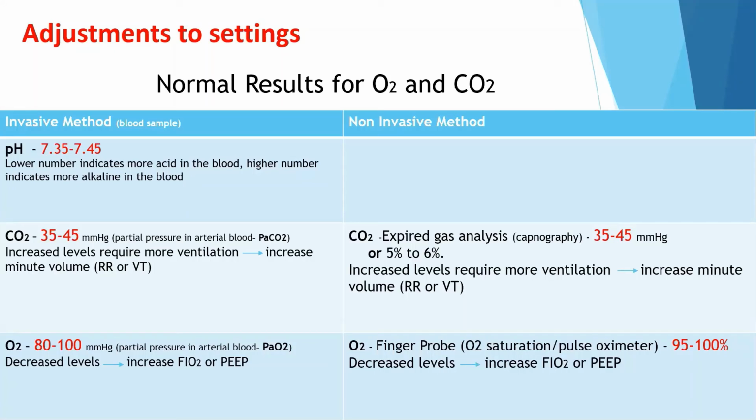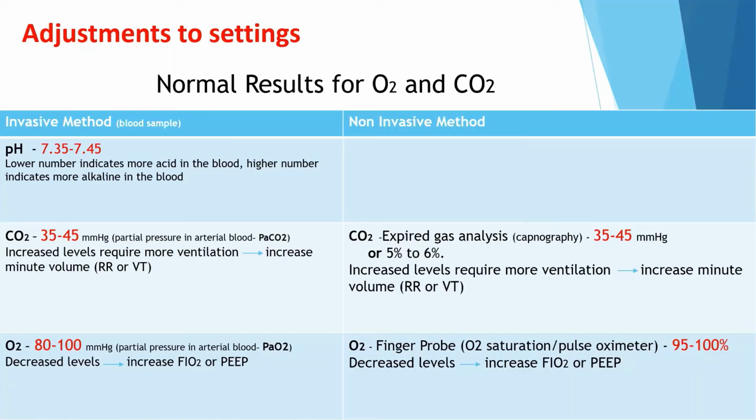For the non-invasive method, carbon dioxide can be measured by gas analysis of the expired tidal volume. It's called capnography, and the normal is similar to the blood sample level of CO2, 35 to 45 millimeters of mercury. Some devices report it as a percentage, and the normal will be between 5 and 6%. The same thing works here. Increased levels require more ventilation. Increase minute volume by either the rate or the tidal volume.